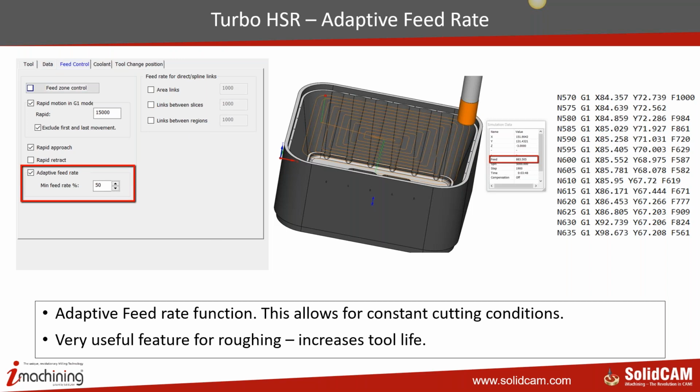my actual feed rate. So let's say it's going in a corner. There, it will automatically drop the feed rate based on the engagement it is getting with the part geometry. So this is a very useful feature for inserted kind of cutters. It increases your tool life, and also provides a constant cutting condition.